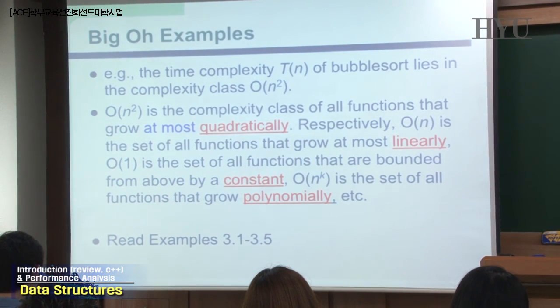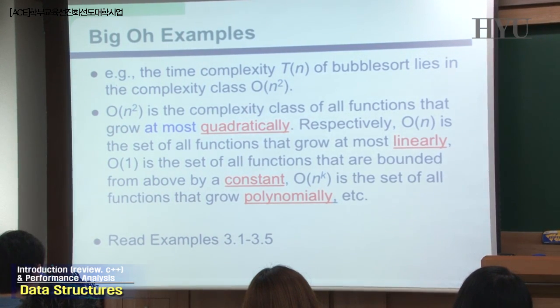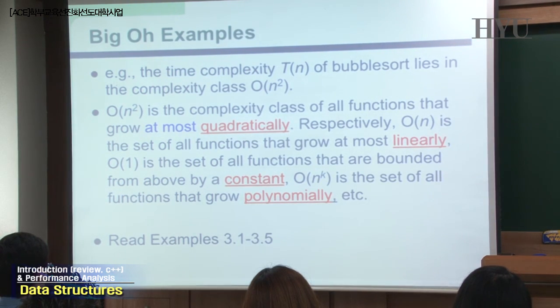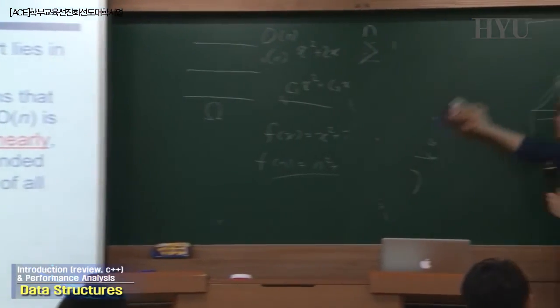Order 1. What is order 1? Order of constants, they also say. Order 1 is a set of functions that are bounded from above by a constant. Well, it looked like a mathematics class, didn't it?